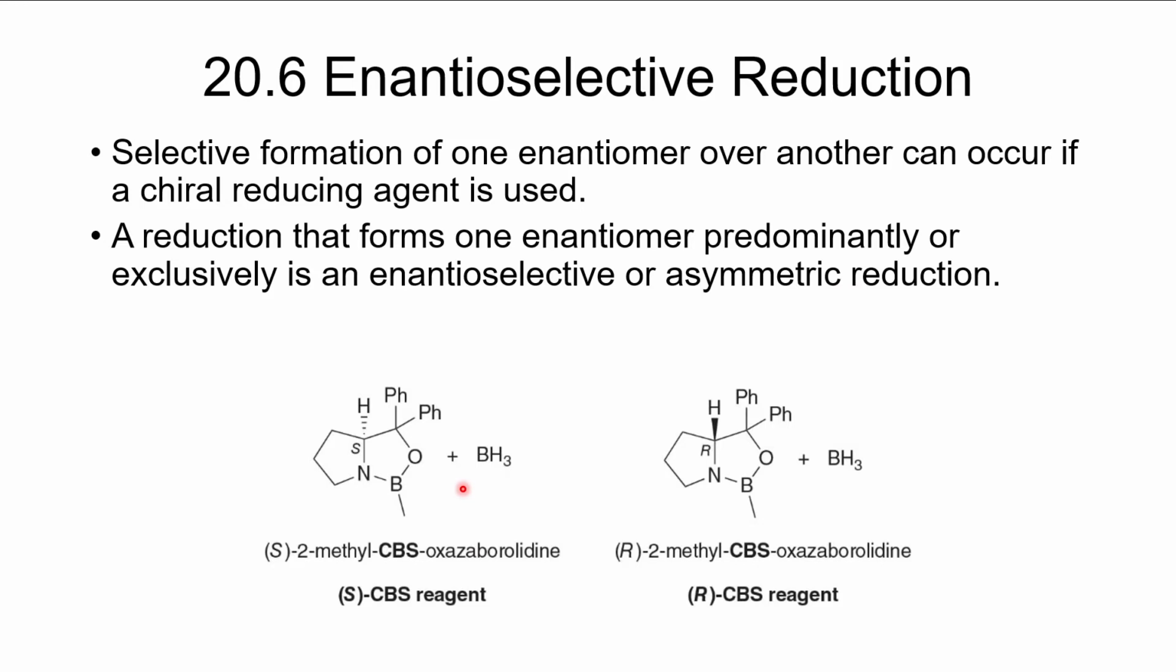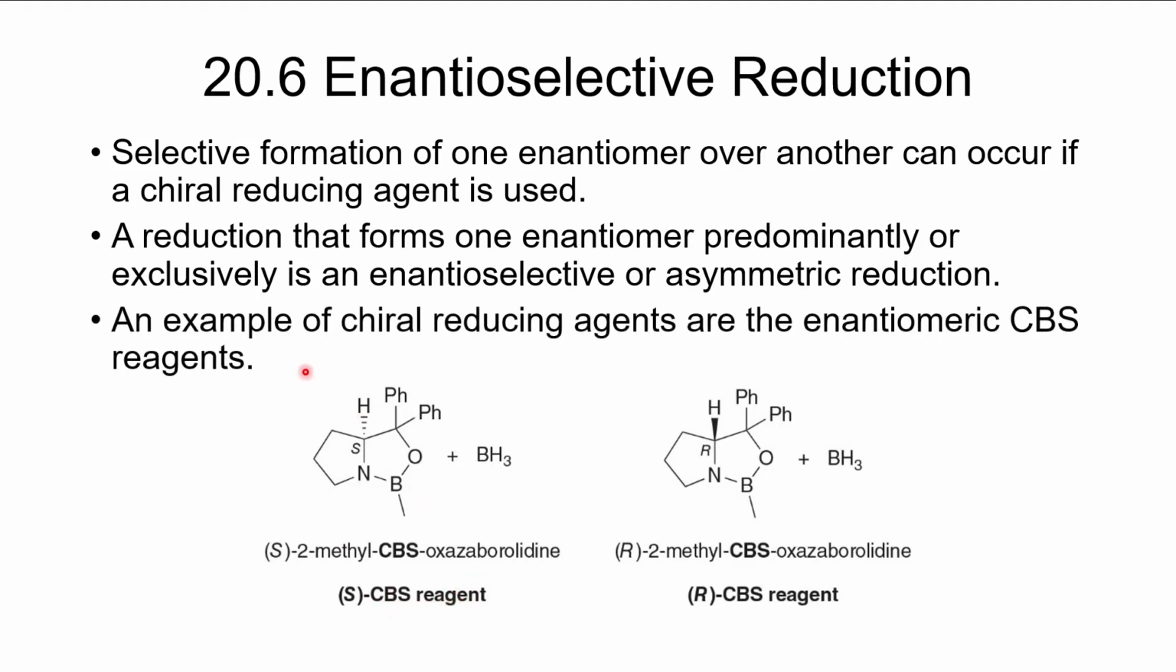And here are a pair of reagents that we can use. These are called CBS reagents. I'll talk about why we call them CBS reagents on the next slide. But the example here is that we have the S-2-methyl CBS reagent, the oxazaborolidine. I did not practice saying that one. Anyway, this is our CBS reagent, the S-CBS reagent. Here is the R-CBS reagent. You'll notice there's only one stereogenic center here.